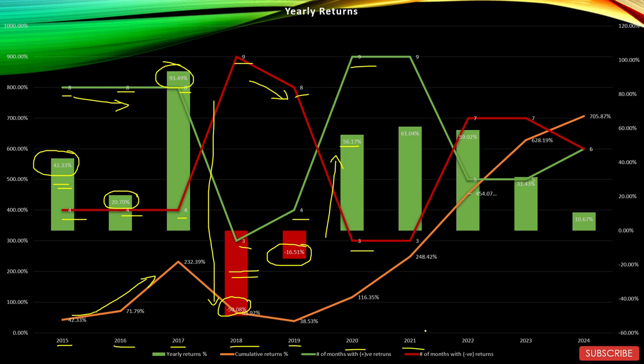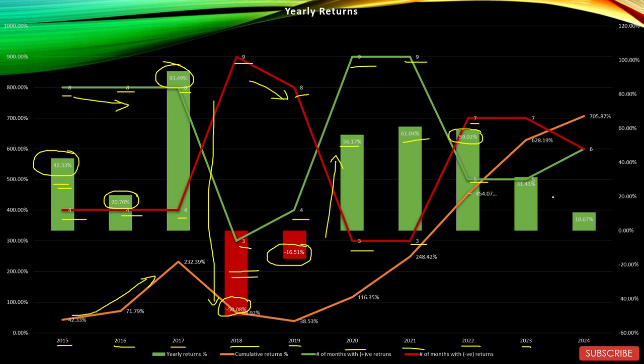In 2021, the situation improved further and the sector gave 61.04% returns, again with 9 positive months and 3 negative months. 2022 was equally good year with 59.02% returns, 7 negative months and 5 positive months.